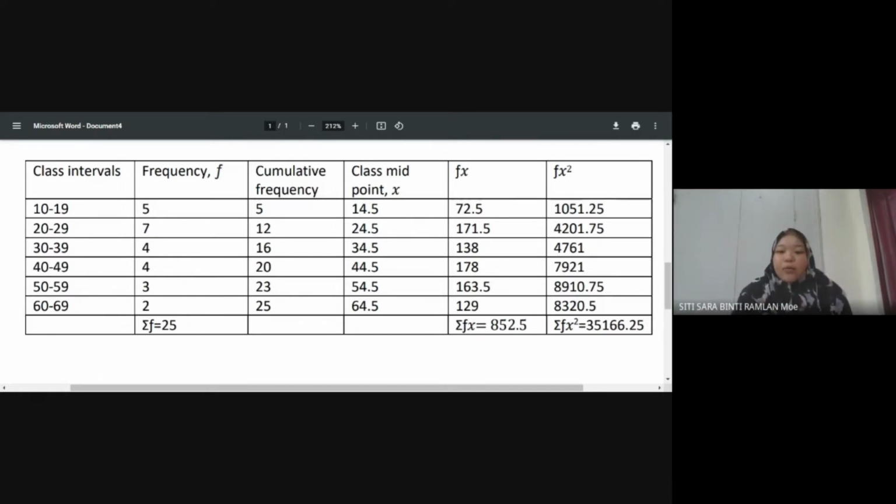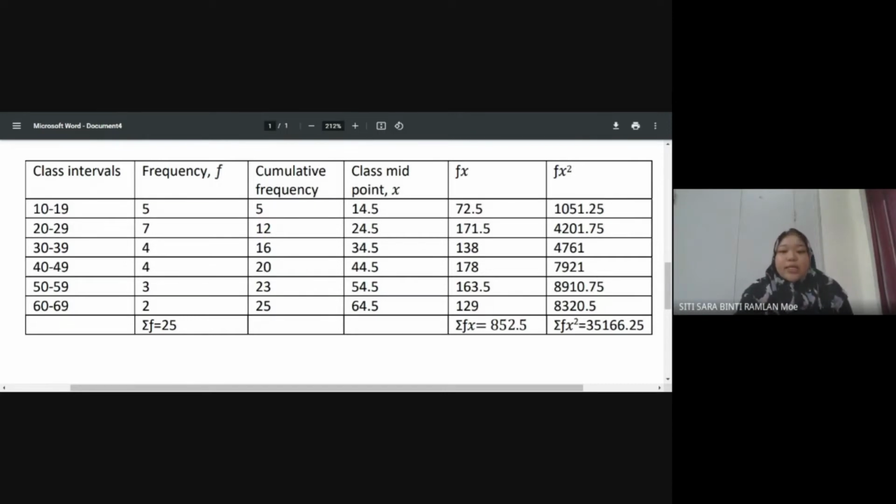Next, we need to find the fx by multiplying the frequency f and the class midpoint x. For example, for the first class interval, f, 5 multiplied by 14.5, we get 72.5. It also goes the same for the other class intervals.